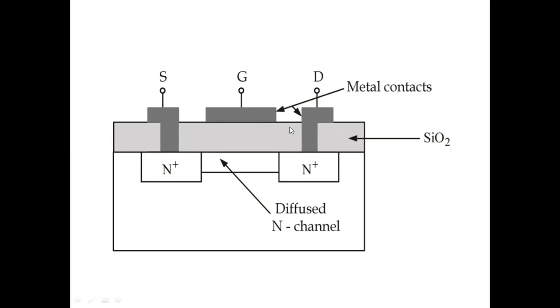A thin layer of aluminum is deposited over the layer of silicon oxide in such a way that it covers the entire channel region. The aluminum is the metal contact.